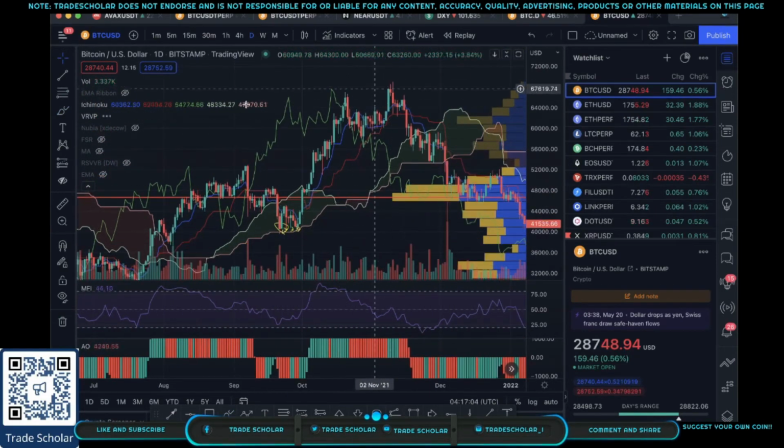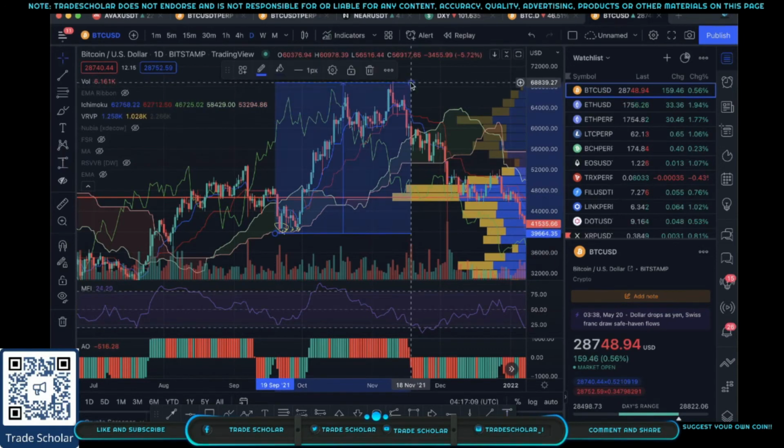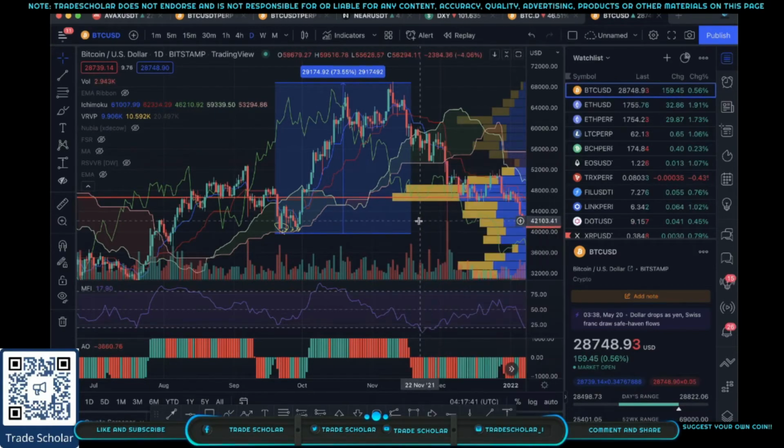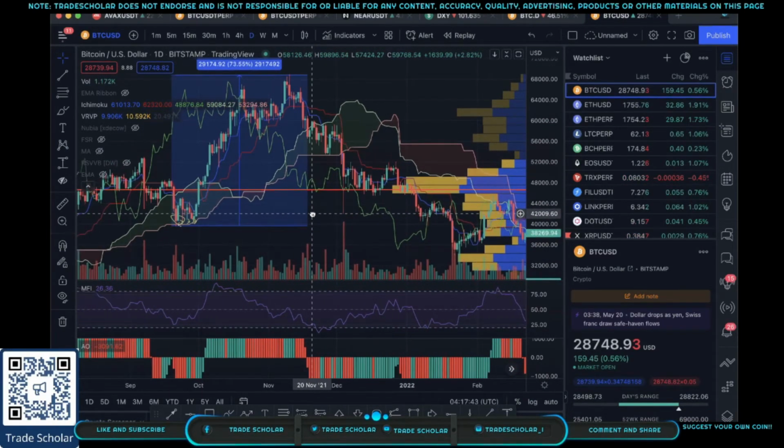And it pumped another. How much did it pump from here? 73.55%. So it moved 73% from this cloud right here. That's how strong the cloud is. You can use it for support and resistance.